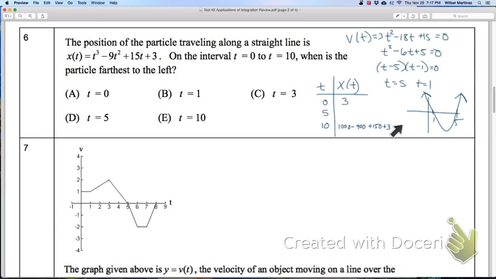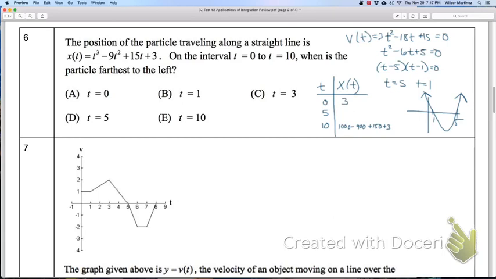Now, I don't even need to know exactly what that's equal to. I just know that 1,000 minus 900 is 100. 100 plus 150 is 250. I guess I could figure it out pretty easily. But 250 plus 3 is 253. So obviously that one's bigger than 0, 3. So this one is not when it's furthest to the left.